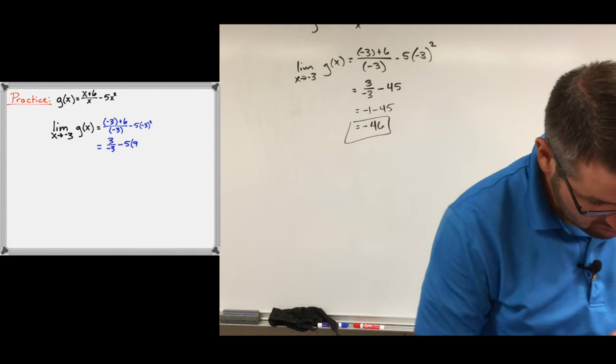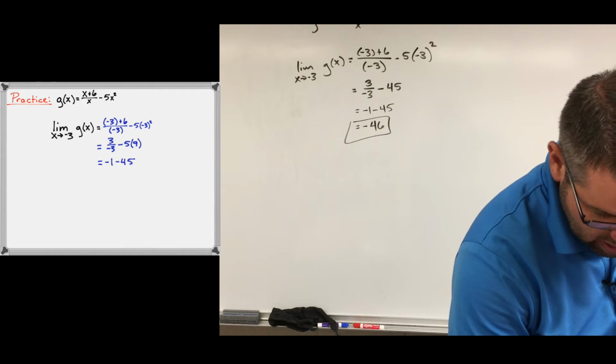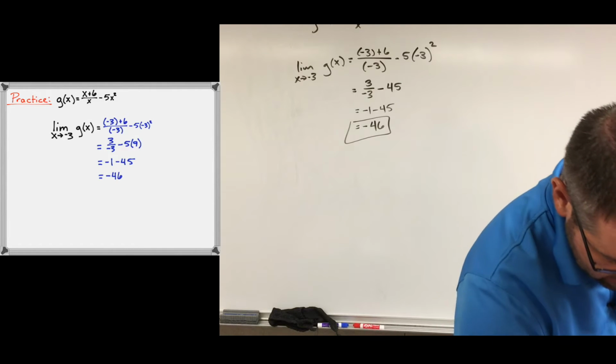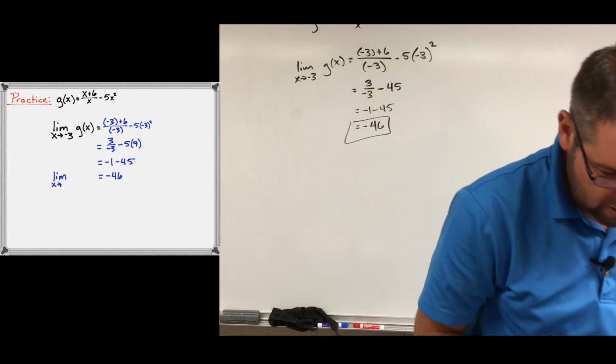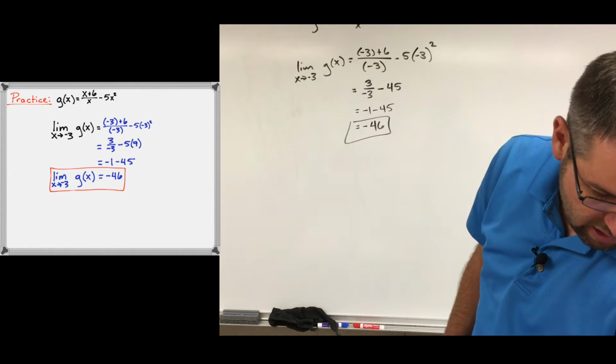I don't want to give you false information here. So we end up with negative 46. So that is correct. All right, the limit as x approaches negative 3 of g of x is negative 46.